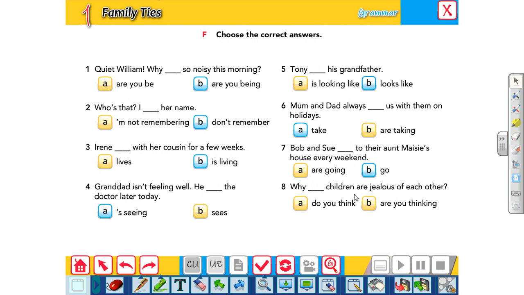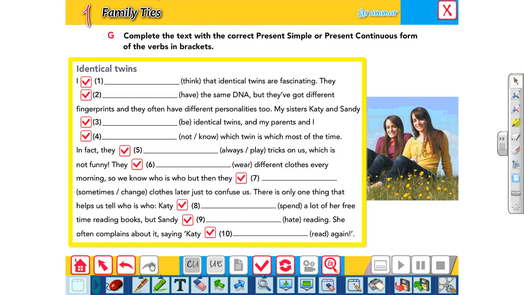Why do you think the children are jealous of each other? Why do you think or why are you thinking? What do you think the meaning of think is here? Is it believe or consider? Why do you think? Let's check our answers. They are all right. Excellent, guys. Let's move to the next exercise.